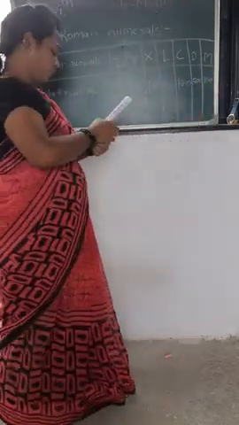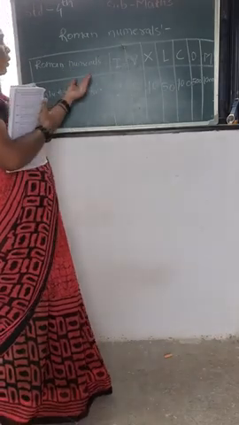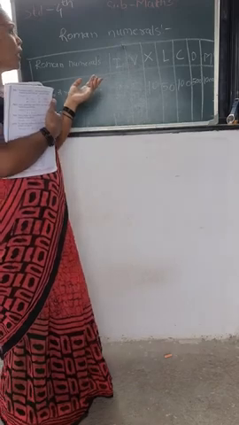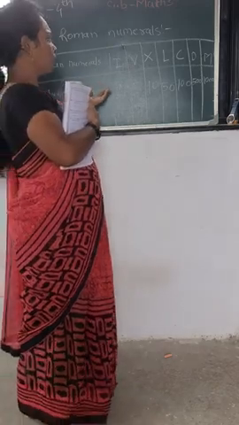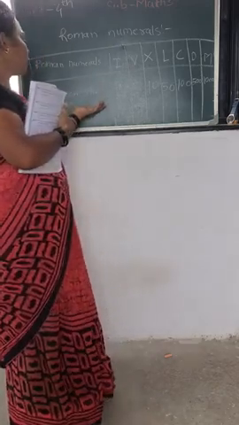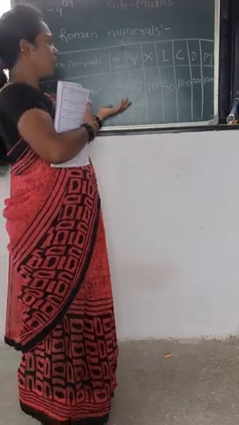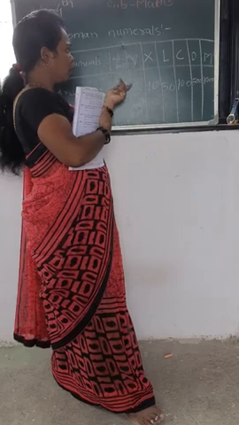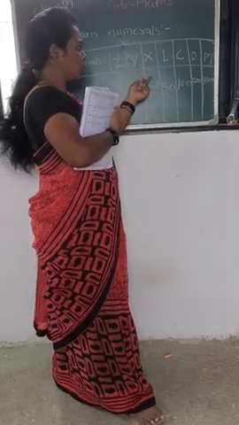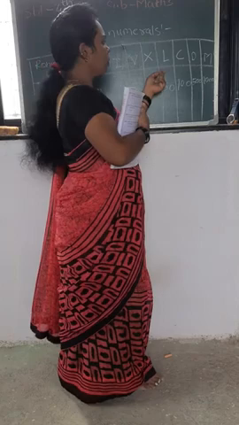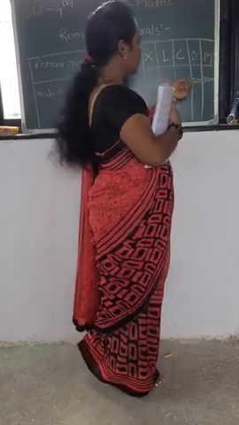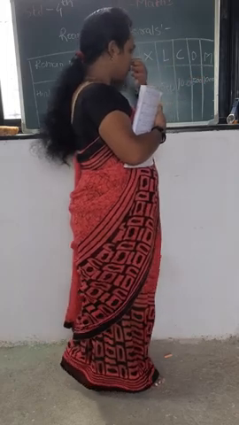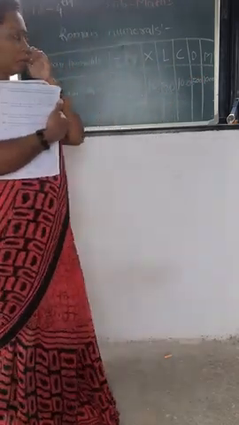This is the chart. In Roman numerals we have used 7 English alphabets. Then the value is written in Hindu-Arabic numerals. The value of I is 1, V is 5, X is 10, L is 50, C is 100, D is 500, and M is 1000 in Roman numerals.